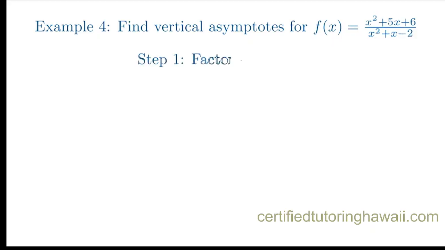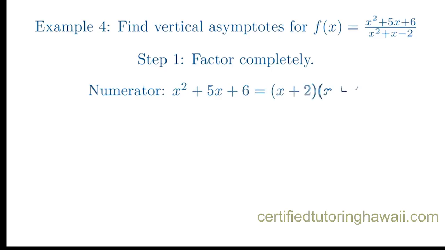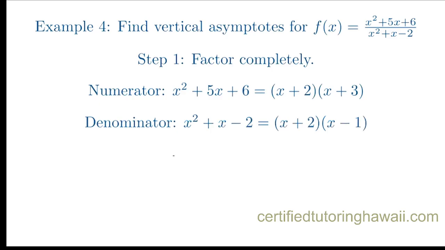We want to find the vertical asymptotes and holes for the function f of x equals x squared plus 5x plus 6, divided by x squared plus x minus 2. Step 1. Factor the numerator and the denominator. The numerator factors to x plus 2 times x plus 3. The denominator factors to x plus 2 times x minus 1. So our factored function is f of x equals the quantity x plus 2 times x plus 3, divided by the quantity x plus 2 times x minus 1.